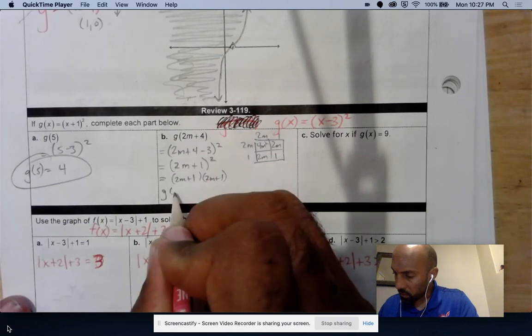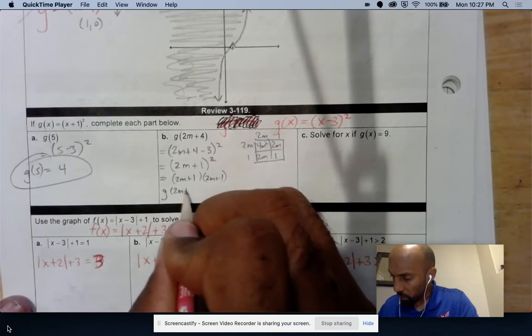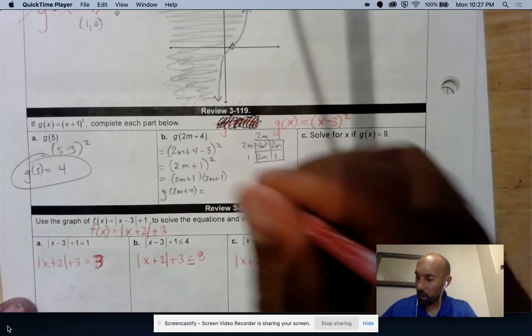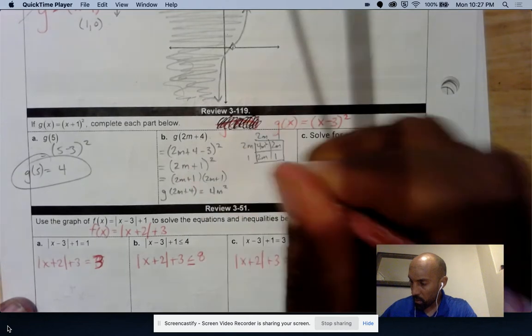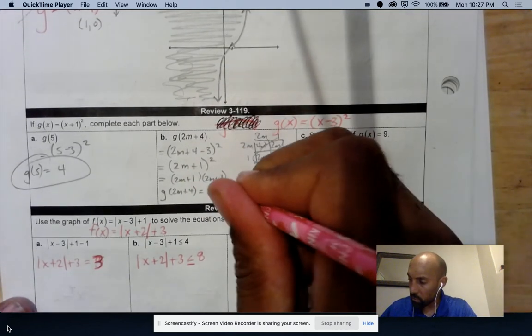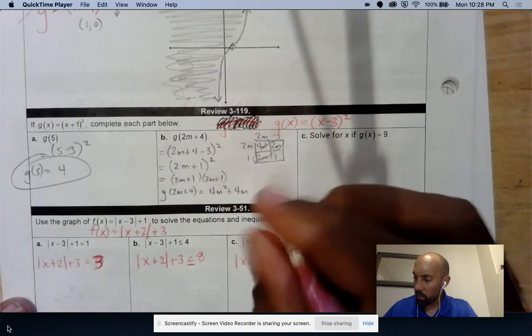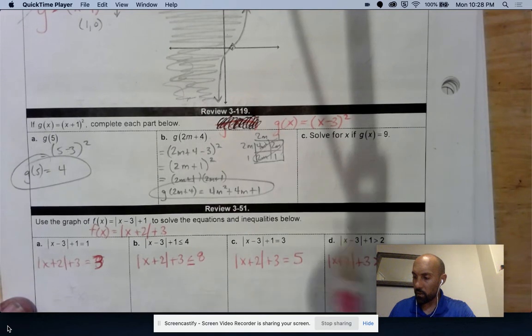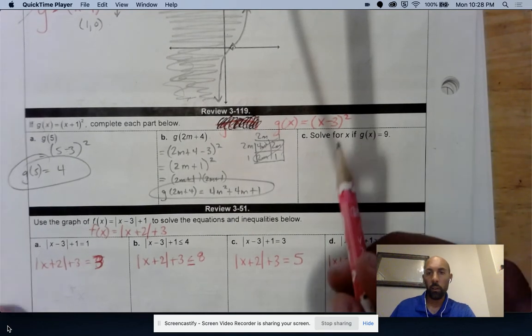So then I end up with g of 2m plus 4 equals, first of all, I have 4m squared there. Then I add up the like terms. Those two are like terms, so 2 plus 2, 4m, and then your last term, plus 1. So that is the new equation there.